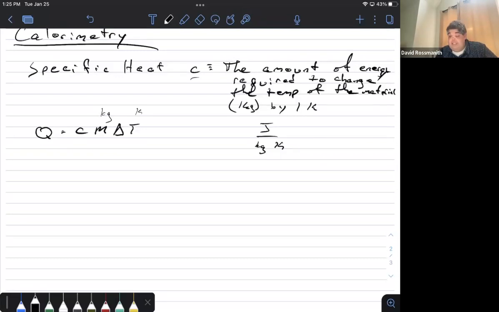Now, as I said before, chemistry, and I mention this because a lot of times people in this class are chemists, their units are different. The units they will use usually are calories per gram Celsius, or sometimes joules per gram Celsius. Okay, so you might see these other units, which is fine, they work, but you get different answers with those units. For us, we're using joules.